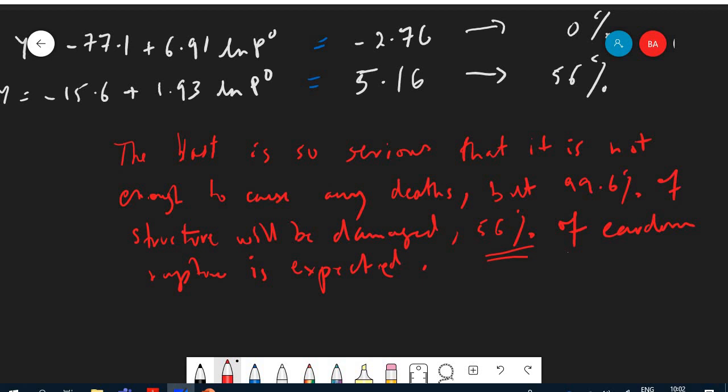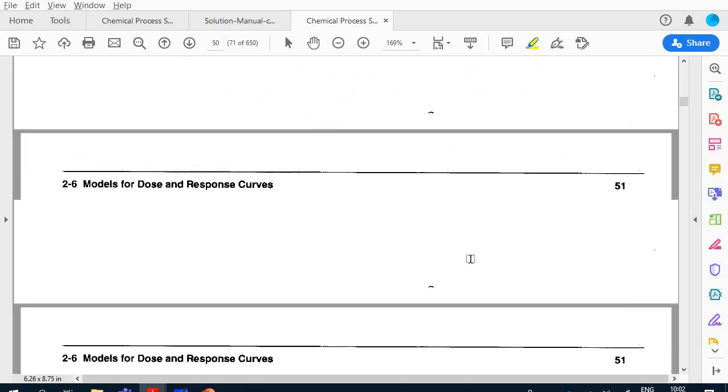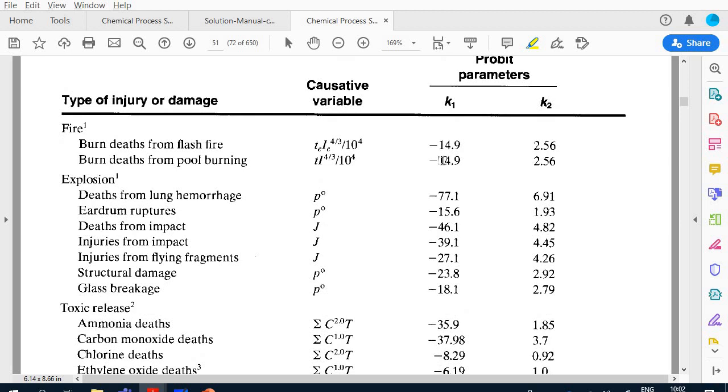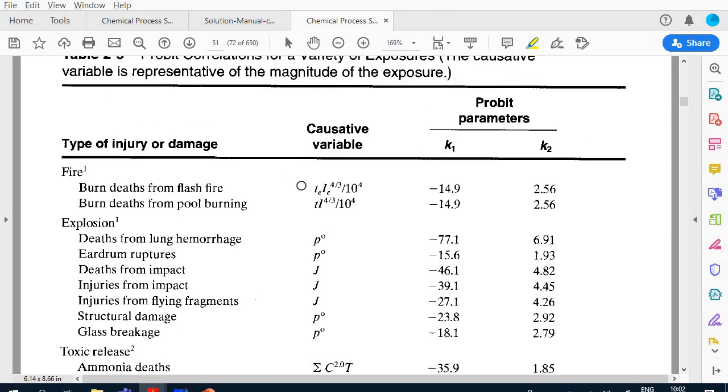And this is the beauty of what we are trying to see here: we can know how many people are going to be affected and how the structure is going to be affected, just by knowing the information. All we used were the values that we have already trained ourselves with, which was the probit, and the values of K1 and K2 that we just saw here. They call them the probit parameters, and it depends on the causative variable, which is V.